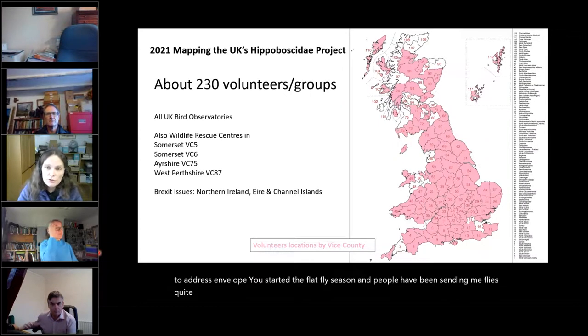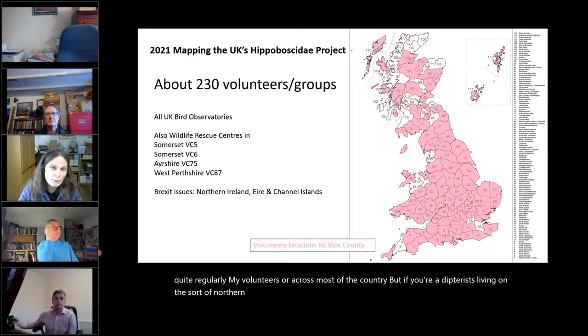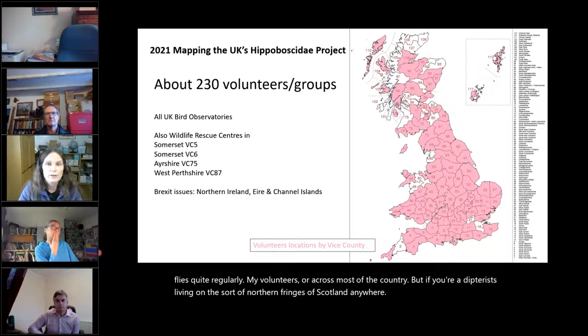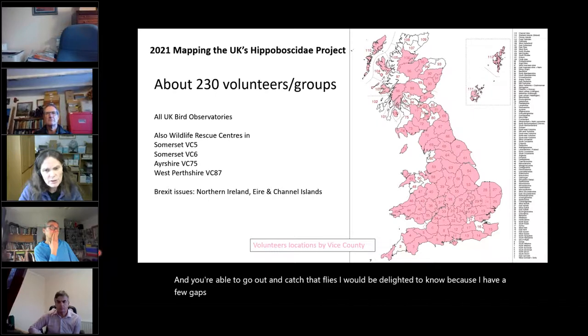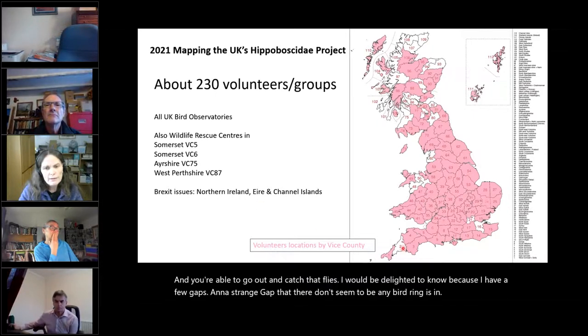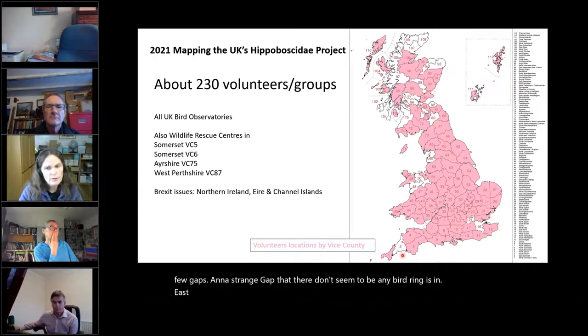My volunteers are across most of the country, but if you're a dipterist living on the northern fringes of Scotland anywhere, and you're able to go out and catch flat flies, I would be delighted to know, because I have a few gaps. And a strange gap that there don't seem to be any bird ringers in East Cornwall for some odd reason.